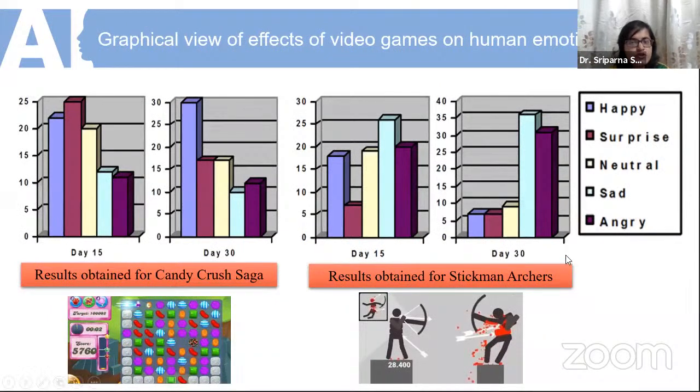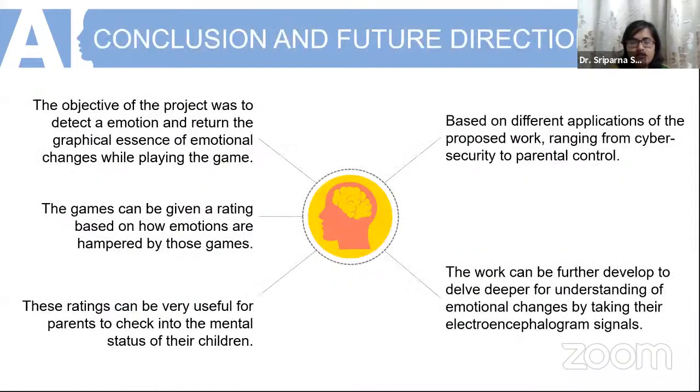For the two games, Candy Crush Saga and Stickman Archer, this is the graphical view of the effects of the video games on human emotions. Here you can check that on day number 30, the positive emotions are more. And here on day number 30 for Stickman Archer, the negative emotions are predominant over the positive emotions. This is what we have noticed in this research work. Those are the different conclusions we have already discussed.